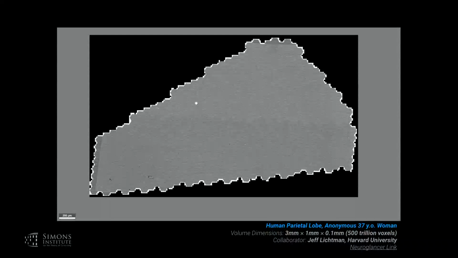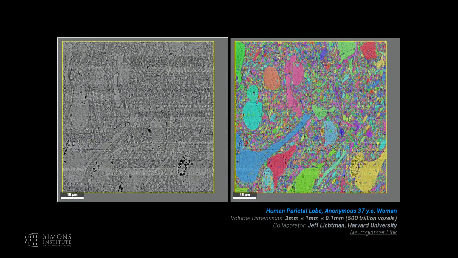And now this is a few millimeters by about 1 millimeter. So this is a pretty large data set. This is 500 trillion voxels now, which on the one hand is a lot of data, but this is still only 1/10,000,000th of a human brain, right? So we're quite far from doing anything like a whole human brain.